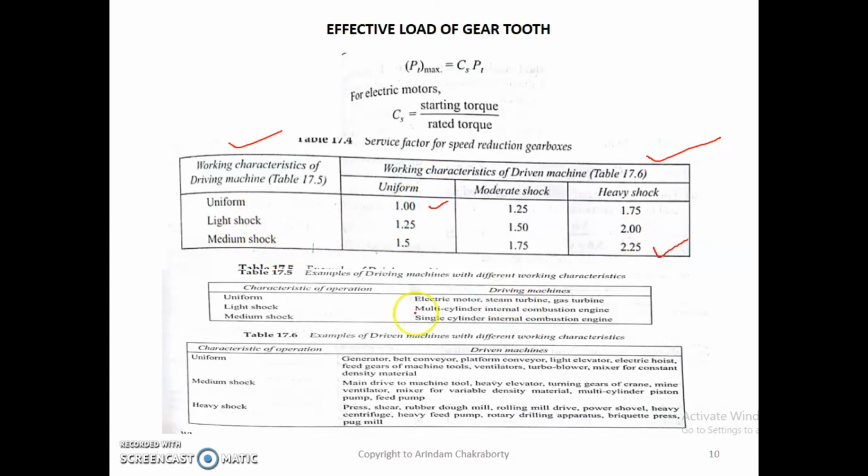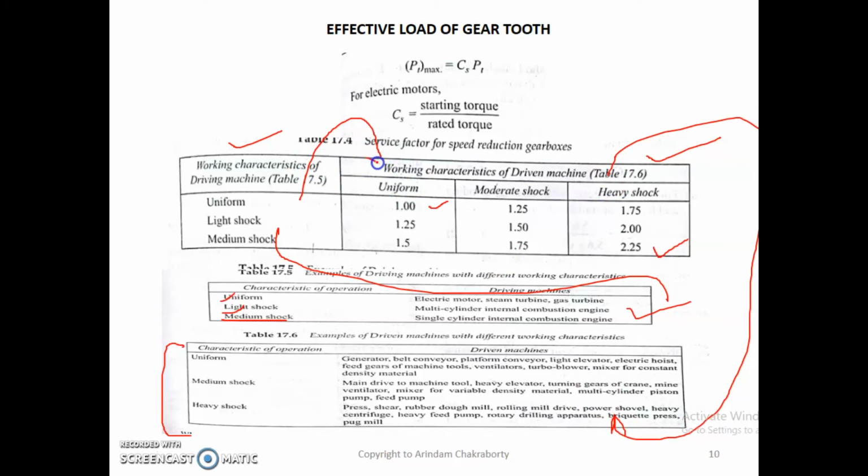So what is minimum and what is maximum, you will see in the question, as well as you can get from these tables. What is uniform, what is medium shock, and what is heavy shock, as well as what is uniform and what is light shock. This is the driving characteristics, and this is the driven characteristics. We know the driving machine makes the driven machine drive. So we have to see what the factor is.